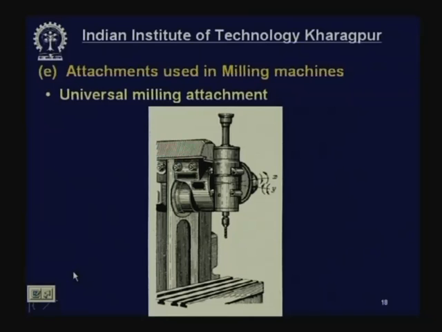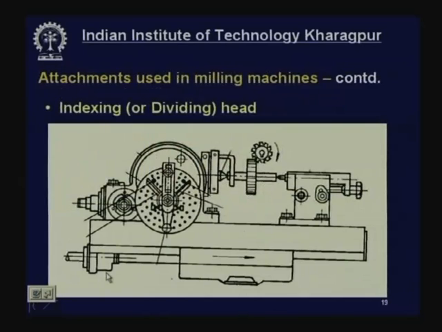Next is another indexing or dividing head. There is a controversy whether this should be called an attachment or accessory. It is so frequently and widely used in milling machines, and also in some other machines, that they are often called accessories. But since these are separately ordered, purchased and paid for, we call it an attachment, but it can be called an accessory; there is nothing wrong in it.